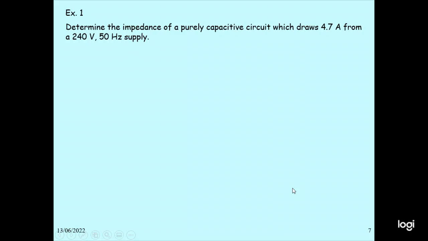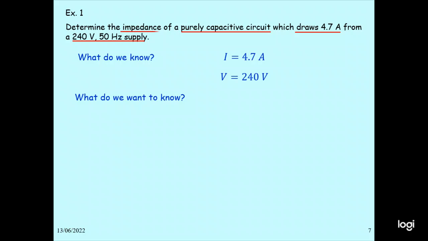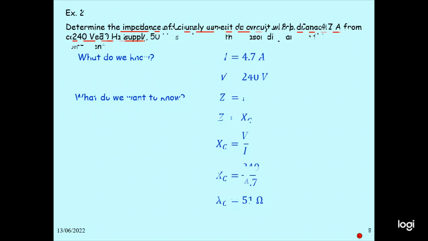Determine the impedance of a pure capacitive circuit which draws 4.7 ampere from the 240 volt 50 Hz supply. What do we know? I equal to 4.7 ampere, V equal to 240 volt. What do we want to know? Z, we need to find out. In this case, Z equal to Xc, so Xc equal to V by I. Xc equal to 240 by 4.7, you get 51 ohm.